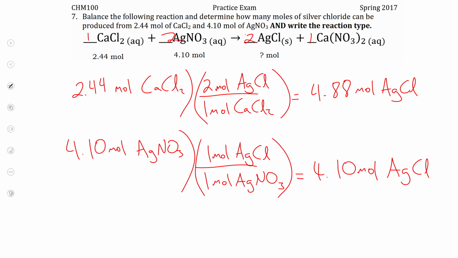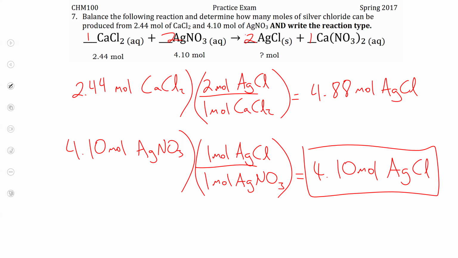Which one's right? Yeah, the lower number. That tells you what the limiting reactant is, but it also tells you the theoretical yield. We only have enough ingredients to make 4.1 moles of silver chloride, even though we have enough calcium chloride to make 4.88. Right, so that right there, that's full credit, 10 out of 10 for this problem. Don't overthink this one. 7's going to be simple.